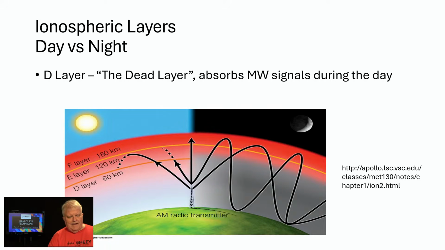And this D layer, I liken it to the dead layer. Here's our medium wave transmitter during the day. We have a skywave signal that comes off of the antenna, but it gets absorbed here in the D layer and nothing comes back down. That's why you can only hear the ground wave signal during the day. Whereas at night, you don't have the ionization of the sun. The D layer goes away. And that allows then medium wave signals to go up to the ionosphere and be refracted back down.